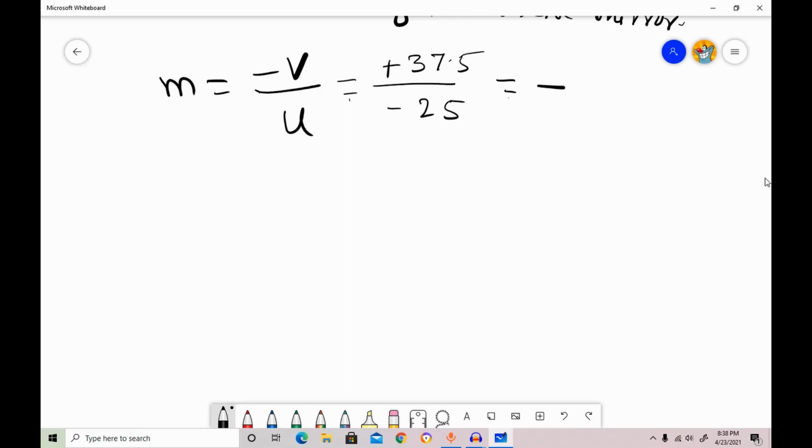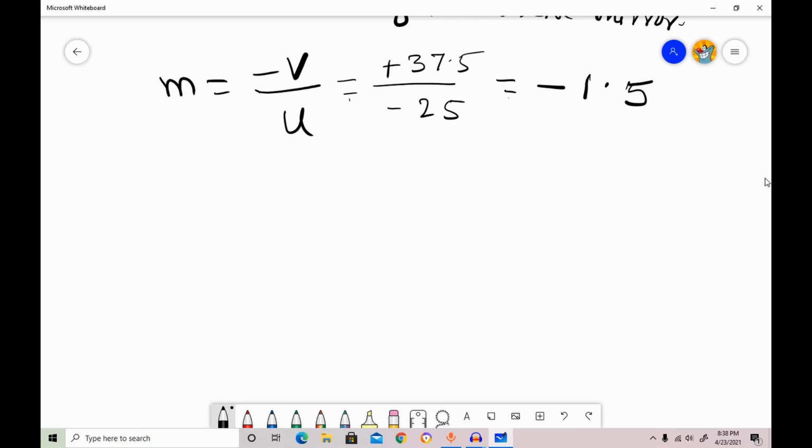So 37.5 divided by 25 comes to 1.5. So m is minus 1.5. m doesn't have any unit. m is minus, which means the image is inverted. And what is the nature of the size of the image? It is enlarged because the magnitude of m is more than 1.